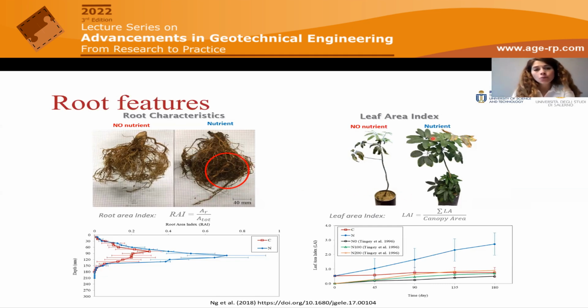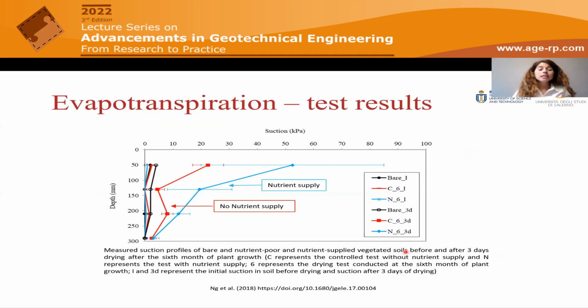The same is for the leaves, where here is an example of leaves grown in a nutrient-rich soil, and here is just with soil, with water. And we've also measured the change in root area index and in leaf area index. And you can see that the blue lines are those that correspond to the nutrient-rich soil, which are higher in both cases. This, of course, is reflected also into the soil hydraulic properties.